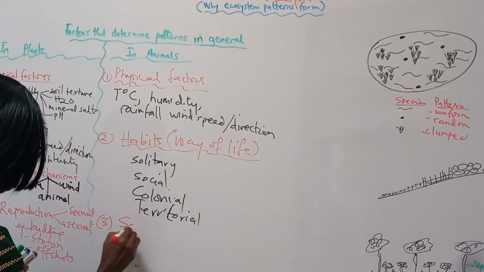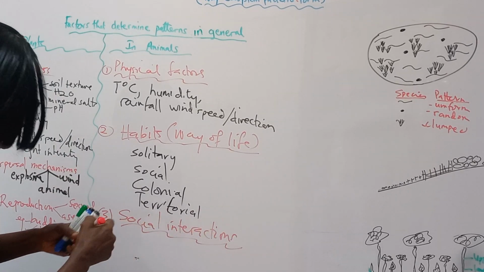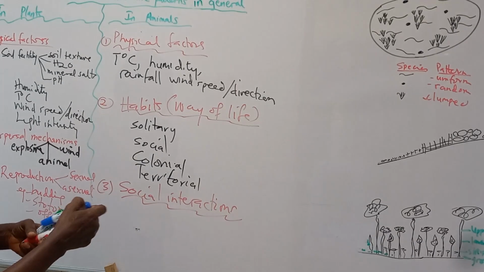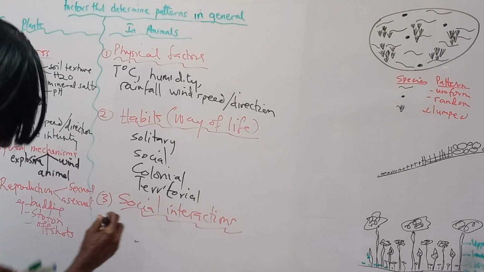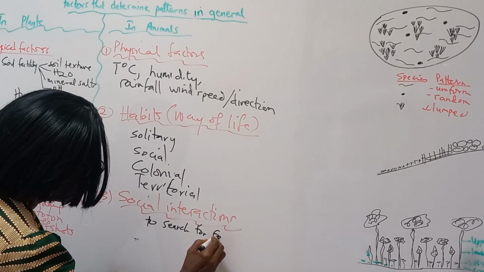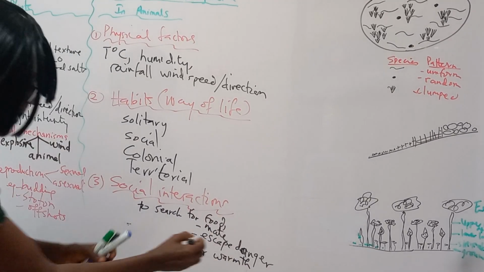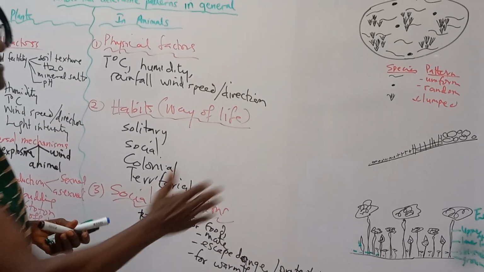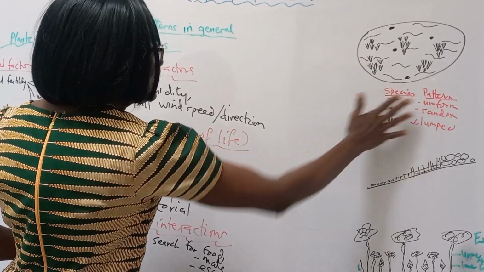Then we have the social interactions of the animals. And social interaction is part of habits. But this one, what we have is that the animals interact to search for food, mate, escape danger, for warmth. Here, escape danger or protection. So it affects the way the populations of the animals are distributed, and that is the pattern.